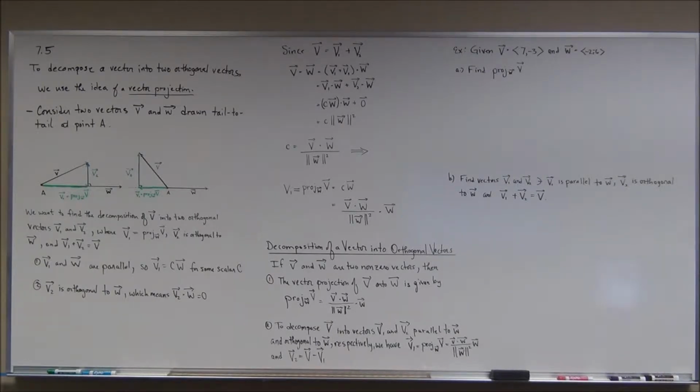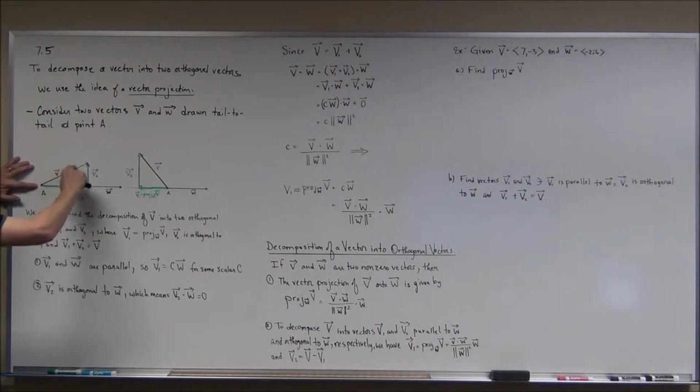Now, I hope that this is going to make sense. I'm going to try to explain it step by step here before I actually do an example of it. So let's consider two vectors, and I have two different drawings here. Vector V and vector W that are drawn tail to tail, which means the initial point to the initial point at point A. So on this first diagram, here's vector V, and all this is vector W, including the part that's covered up in green.